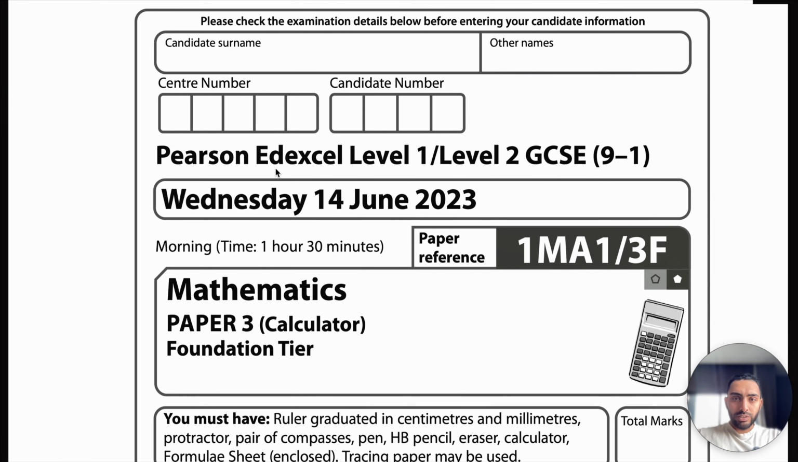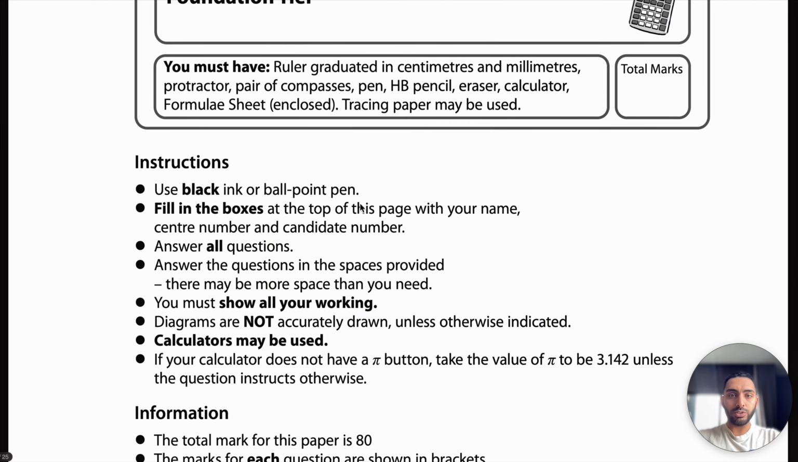It's the Edexcel GCSE Maths Foundation Calculator Paper 3 from June 2023. Let's get straight into it.